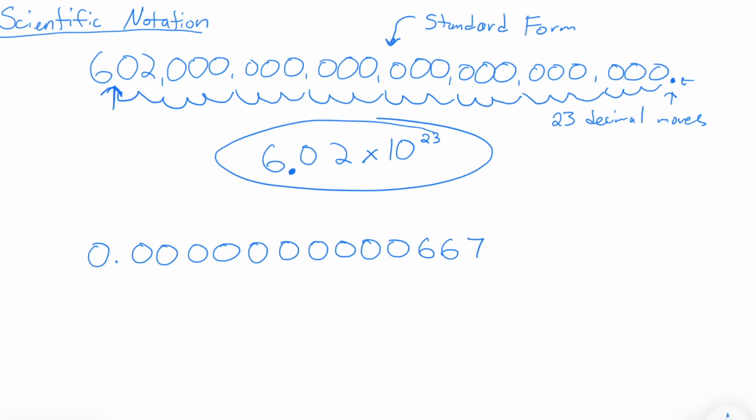Okay, so let's do the same thing just with the smaller number now. So this number we've got here, again, we've got our standard form. I'm going to call it SF, our standard form right here. And this is 0.000000000667. And this is actually the universal gravitational constant, which we'll use when we start talking about gravity a little bit later on in this course.